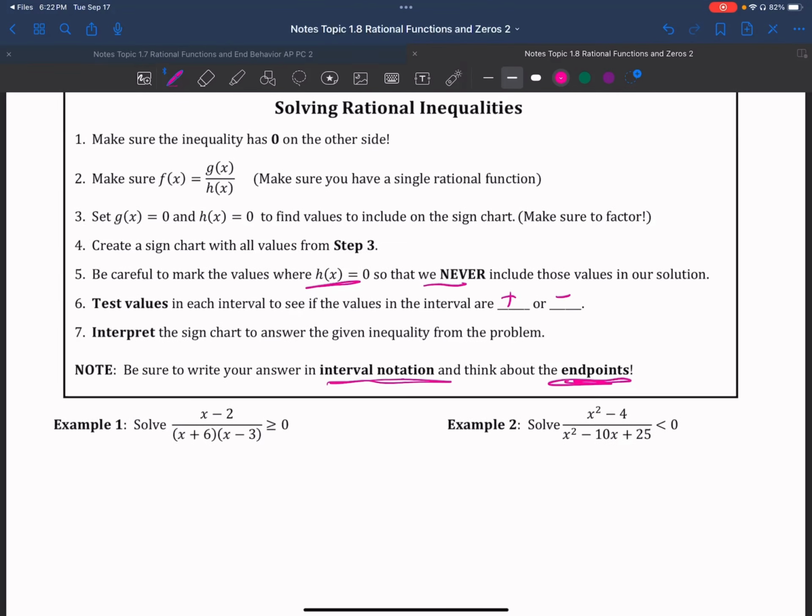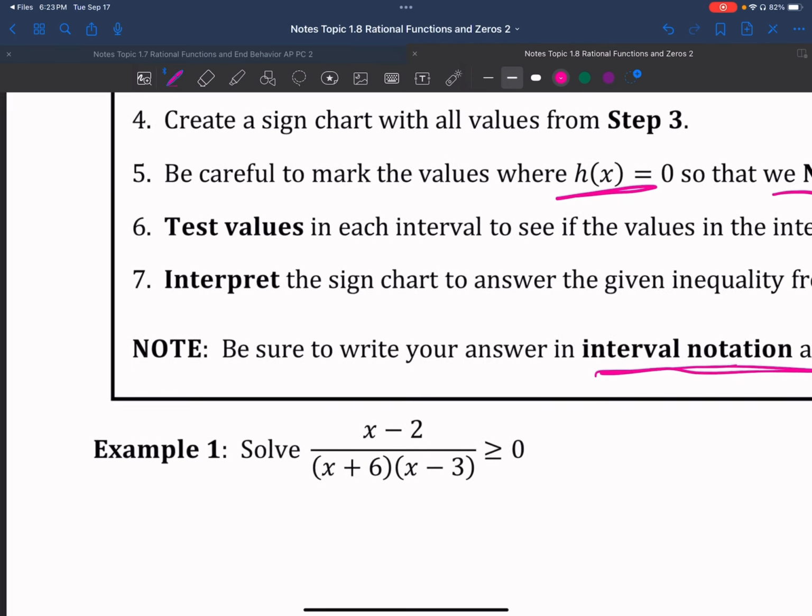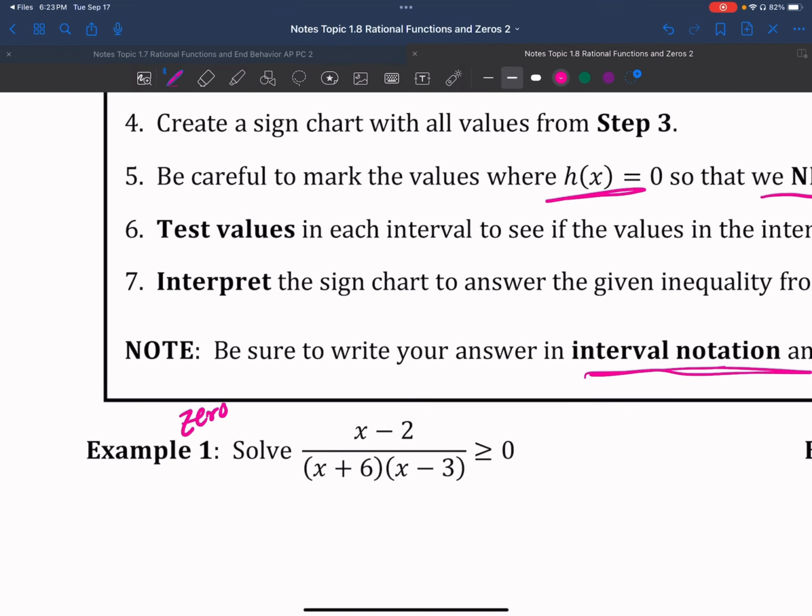So if we look at example number 1, step number 1 says to make sure you have an inequality with 0 on the other side, which we do have here. Step number 2 says make sure you have a single rational fraction, which again we have here. Step number 3 says to set g of x and h of x equal to 0, and then find the values to include on the sign chart. Make sure to factor. In this case, it's already factored. So I'm going to go here and make a note about my zeros and then my undefined terms.